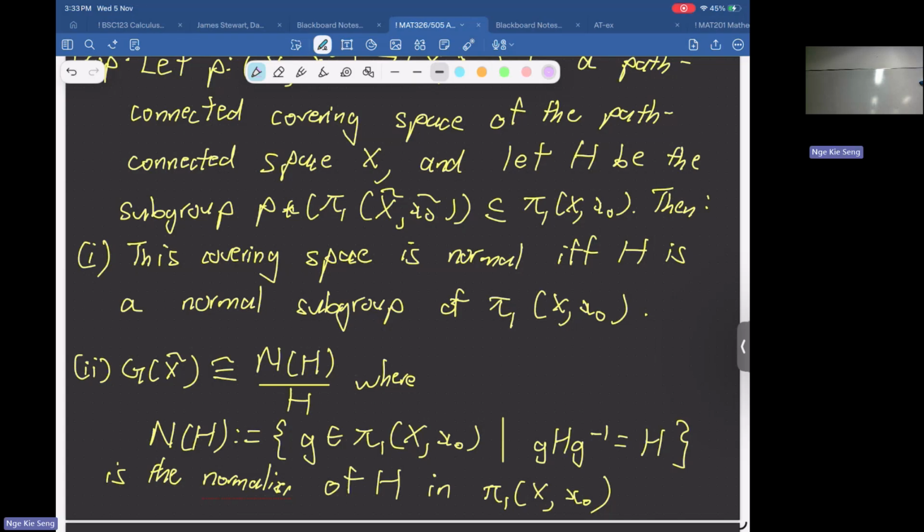So using that example, if this is a universal cover, then your H should be trivial. If your H is trivial, then it's just equal to the normalizer of H, since everything normalizes it. So the deck transformation of your universal cover should be the pi1 of x. Okay, does it make sense?